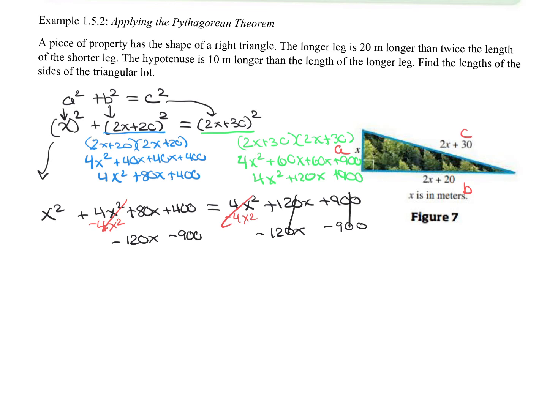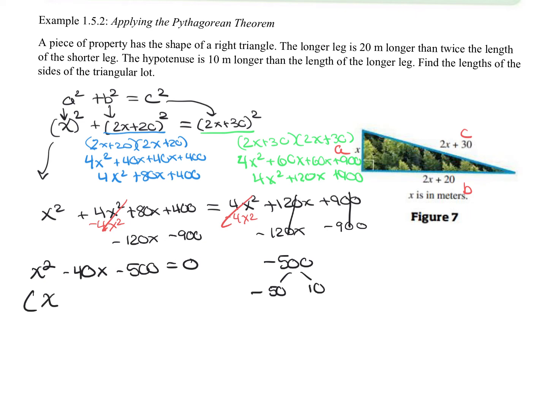I want it to equal 0 because I'm dealing with a quadratic. X squared, 80 minus 120 is negative 40x. 400 minus 900 is minus 500 equals 0. This should factor nice and easy. Two numbers that multiply to make 500 that add up to make 40 are going to be 50 and 10. The 500 is negative, so only one of my numbers needs to be negative. It's the 50 because negative 50 plus 10 makes negative 40.